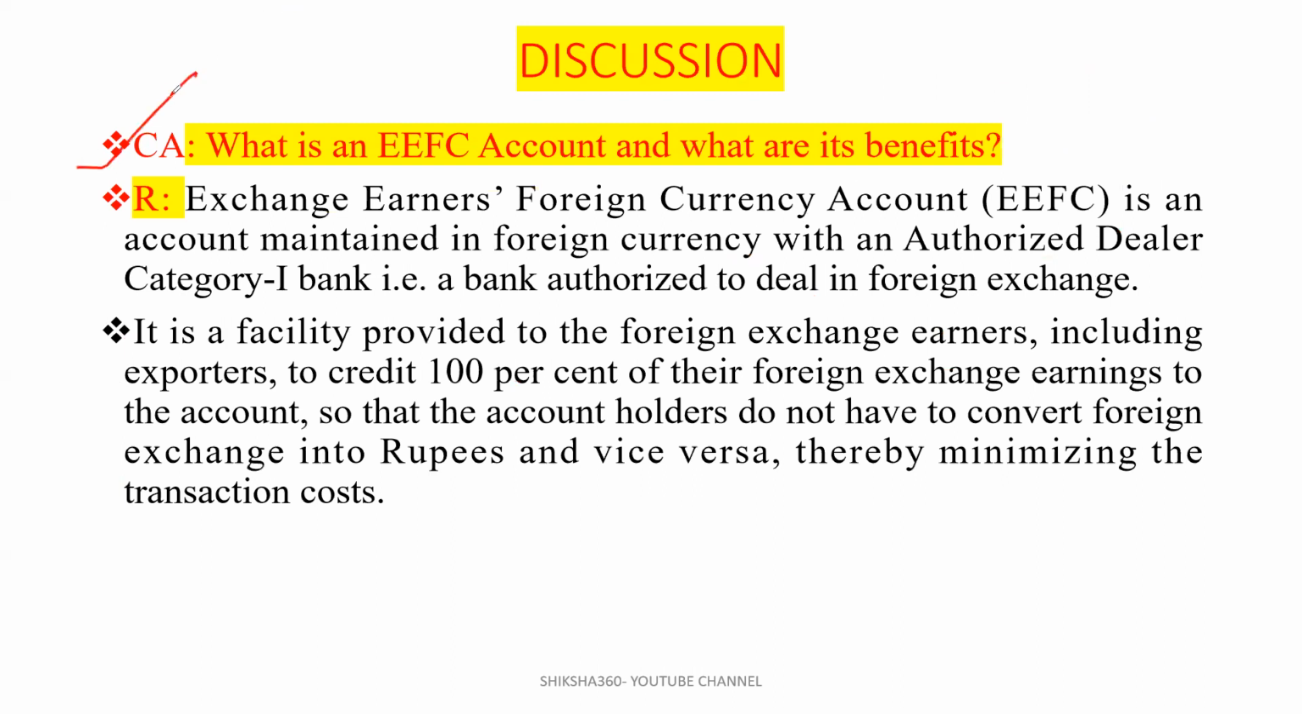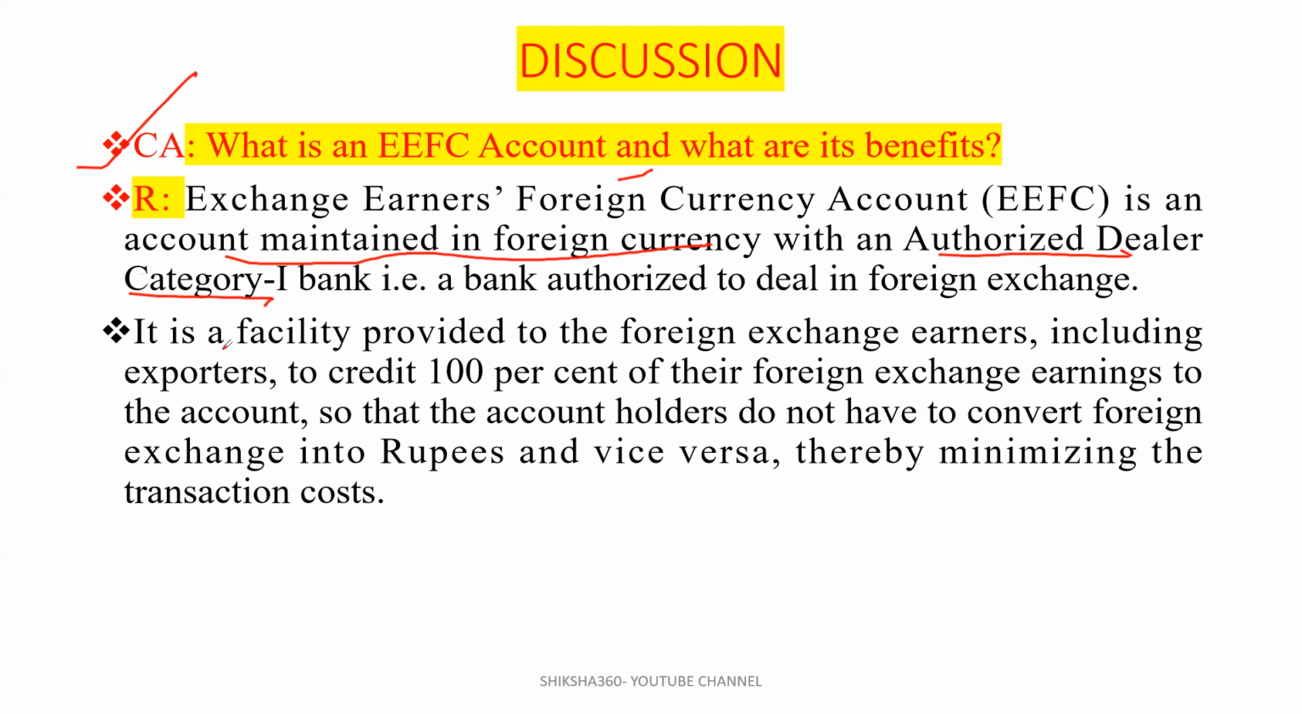Now let's discuss some portions in the form of question and answer so that you can better understand. So what is an EEFC account and what are its benefits? First one, that is the EEFC account. What is the meaning of that and what are its benefits? EEFC is the Exchange Earners Foreign Currency Account. It is an account maintained in foreign currency with an authorized dealer category 1 bank, that is, a bank authorized to deal in foreign exchange.